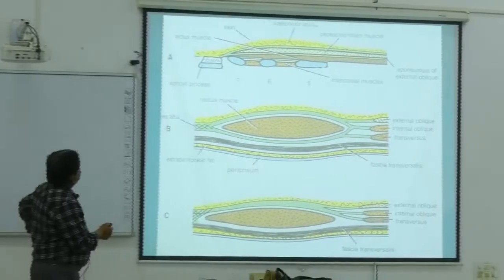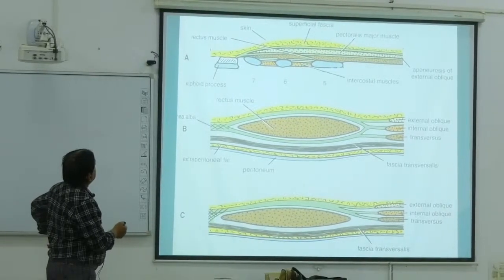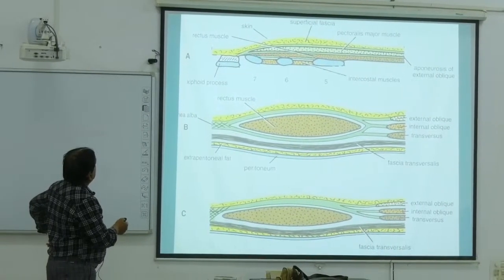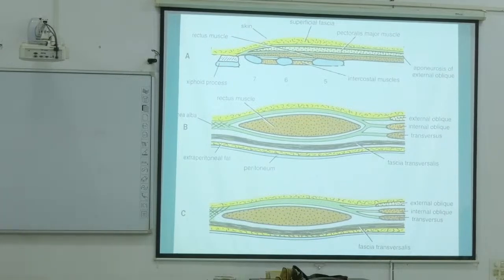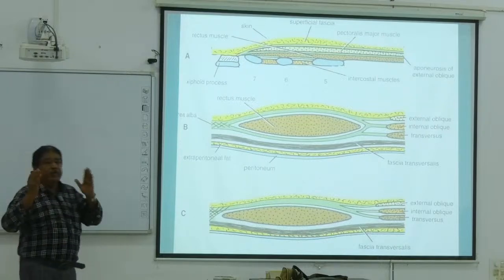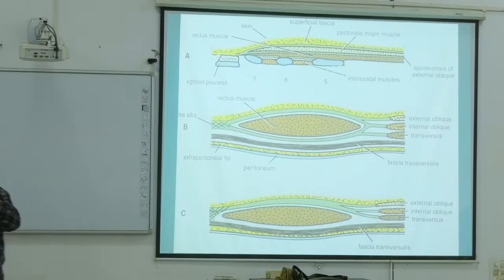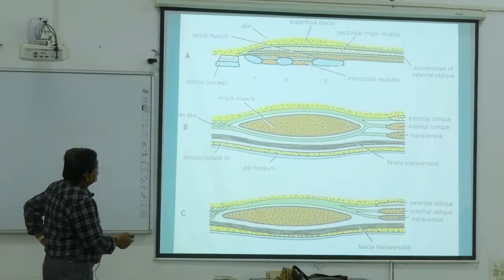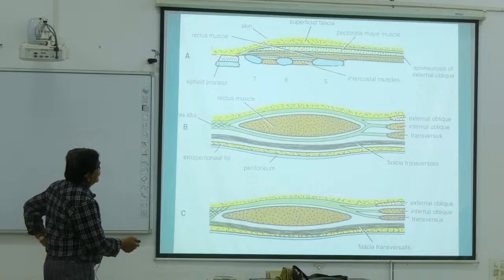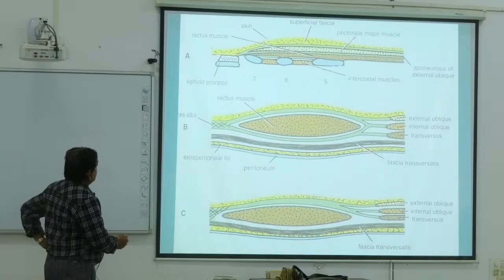Now the superficial fascia, pectoralis major muscle, the rectus muscle is here. This is the xiphoid process. See the level from which it comes here. This whole rectus sheath. Now you see this diagram in every book you have. So please get your knowledge today only if you want to read it. Now you see similarly external oblique, internal oblique, transversus, fascia transversalis, peritoneum.